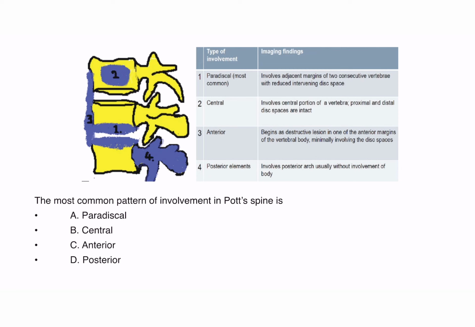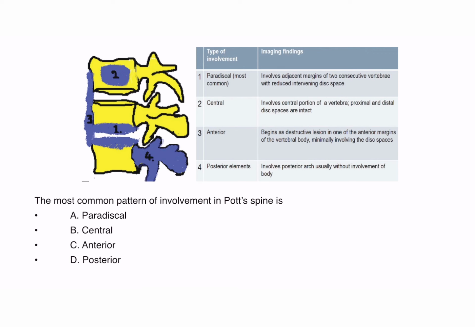The first question we are going to discuss is related to Pott's spine. The most common pattern of involvement in Pott's spine is: the options given were paradiscal, central, anterior, posterior. Before answering this question, we should know what is paradiscal, what is central, what is anterior, and what is posterior. Look into the above image.